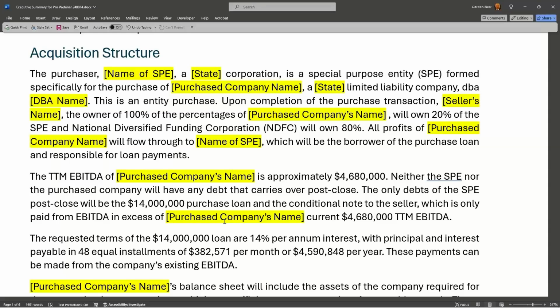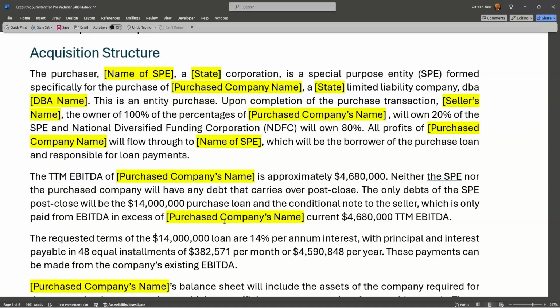The requested terms of the $14 million loan are 14% per annum interest, with principal and interest payable in 48 equal installments of $382,000 per month, or $4,590,000 per year. These payments can be made from the company's existing EBITDA. So again, we kind of lock that up so that it becomes clear.